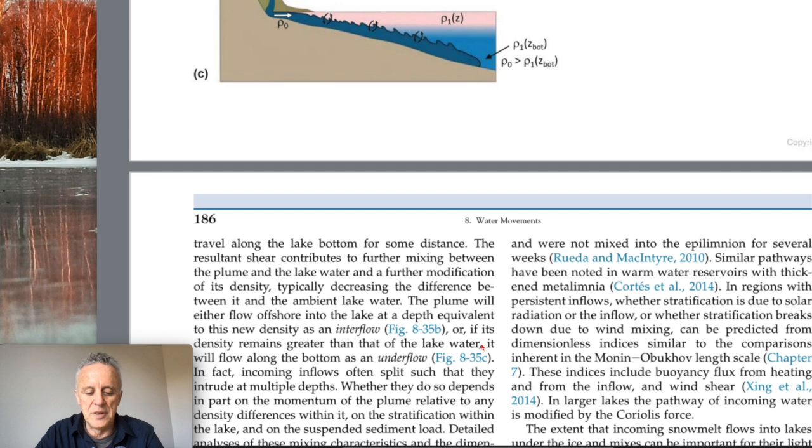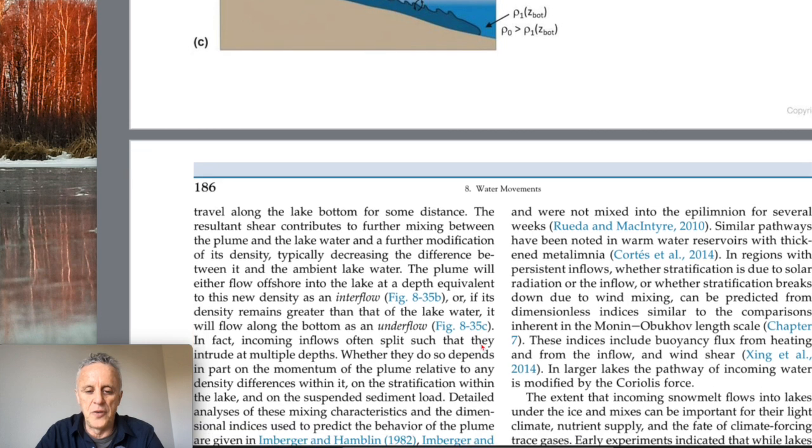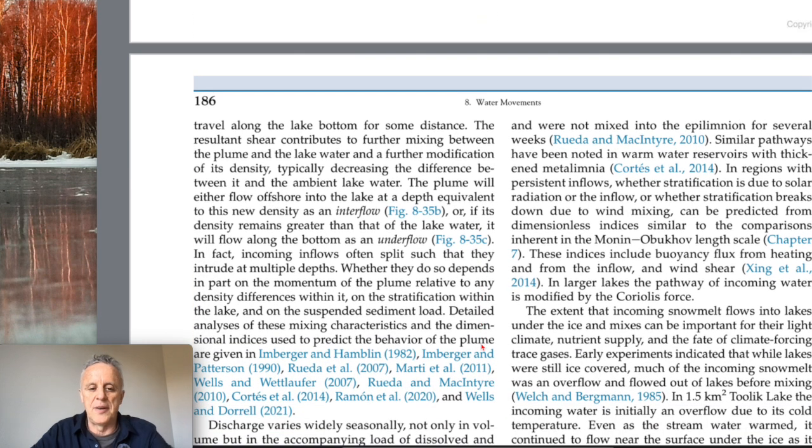The resultant shear contributes to further mixing between the plume and the lake water and a further modification of its density, typically decreasing the difference between it and the ambient lake water. The plume will either flow offshore into the lake at a depth equivalent to its new density as an interflow, or if its density remains greater than that of the lake water, it will flow along the bottom as an underflow. In fact, incoming inflows often split such that they intrude at multiple depths.